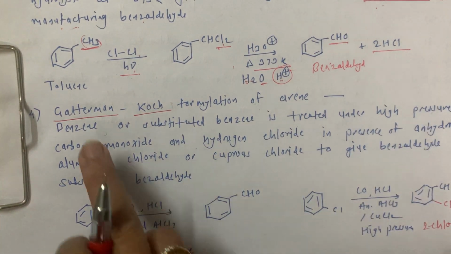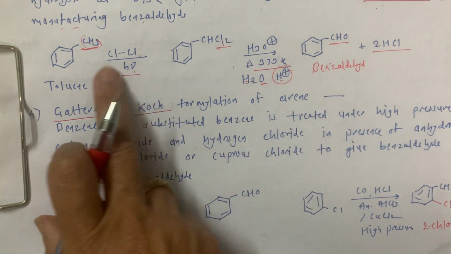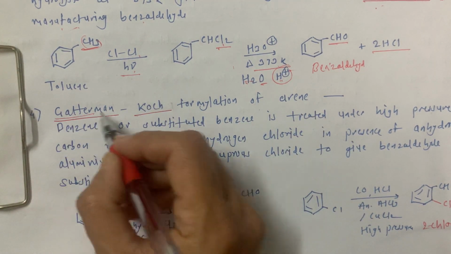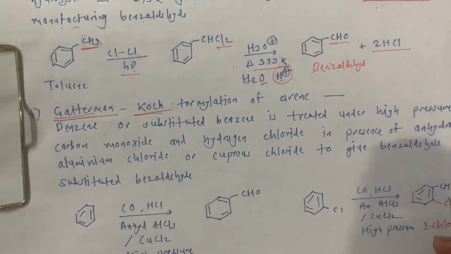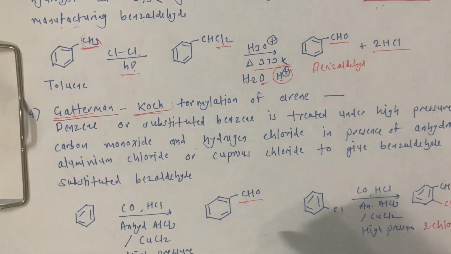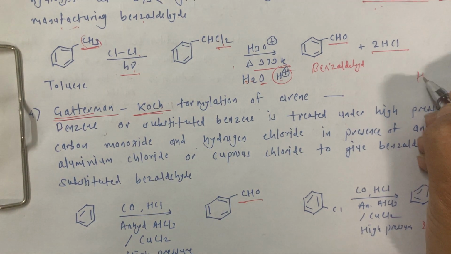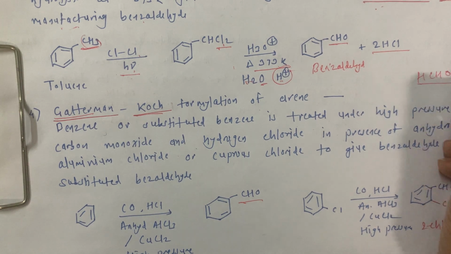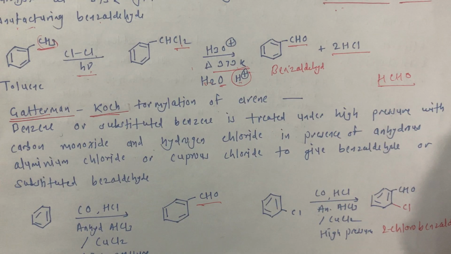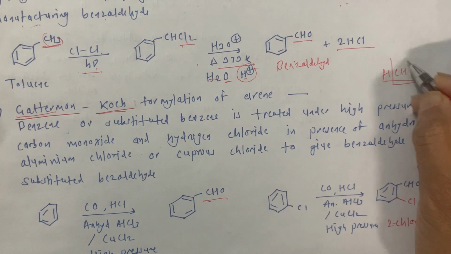Next one is Gattermann-Koch formylation of arene. This is again a naming reaction. This is the name of the scientist. Now it gives formylation, meaning when there is an aldehydic group attachment it is known as formylation, because we know that HCHO is our formaldehyde, and when that CHO group is attached, this is formylation.